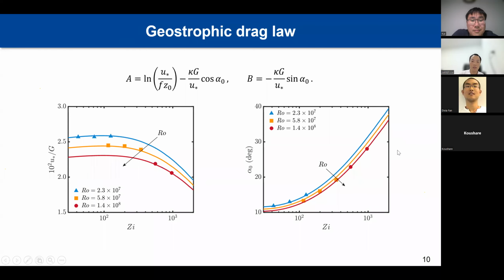So since we determined the values of A and B, we can use the geostrophic drag law to determine the friction velocity and the total wind angle change across the whole boundary layer. It also shows clearly that as the free atmosphere stratification effect increases, the friction velocity is reduced while the total angle change increases.